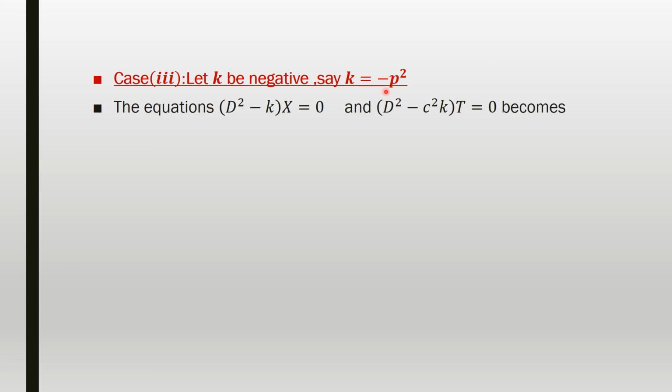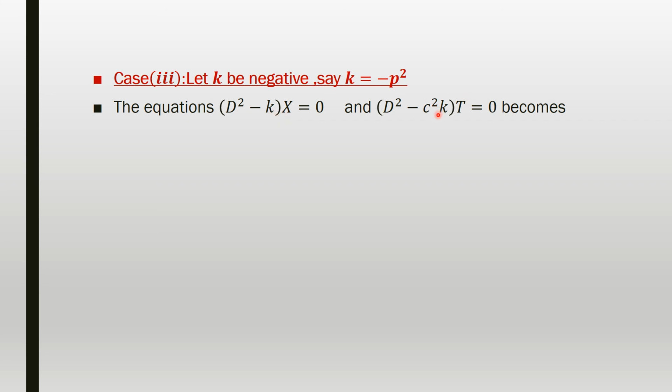Another case is when k is negative. So how can we denote that k is negative? That is k equal to minus p square, because whatever value we give for p, either negative or positive, p square is always positive, but minus of p square will always be negative. So we have these differential equations. Here we are supposed to substitute the value for k. So k equal to minus p square. Let me substitute here in the first and second.